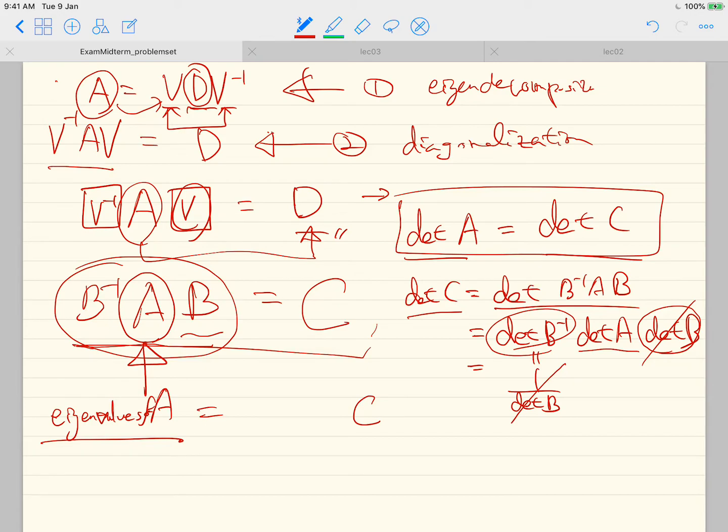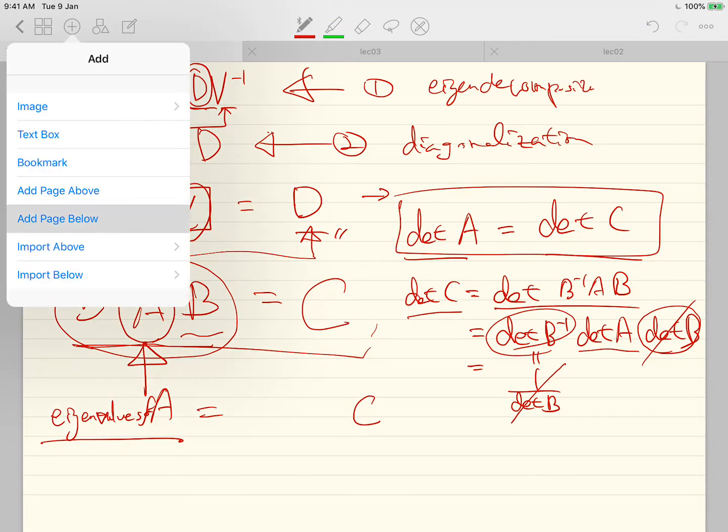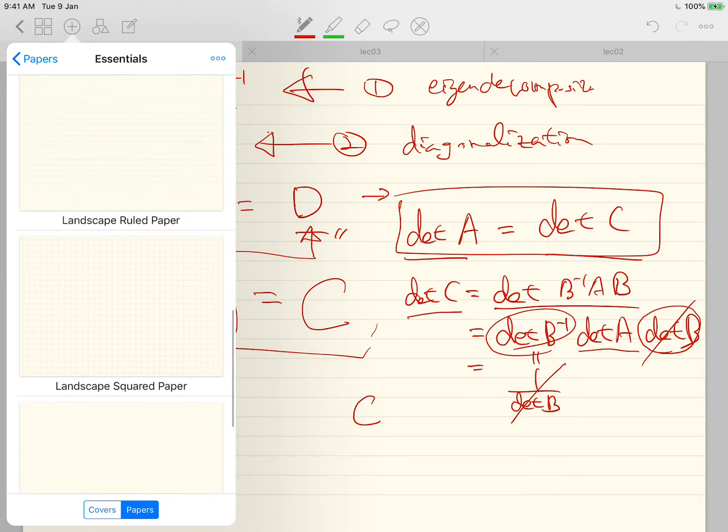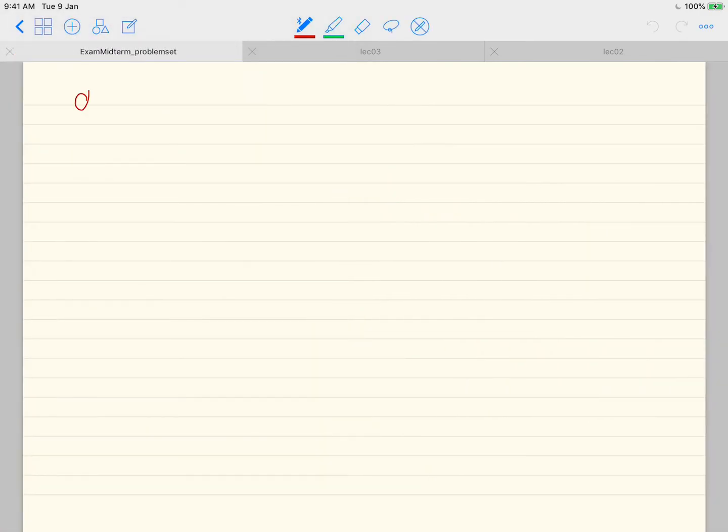So what it means is as follows. The determinant of A minus lambda I being equal to 0 is actually the same as the determinant of C minus lambda I being equal to 0. So the characteristic polynomial, or this characteristic equation, should be the same between A and C.